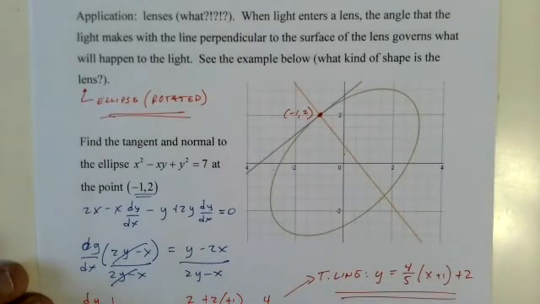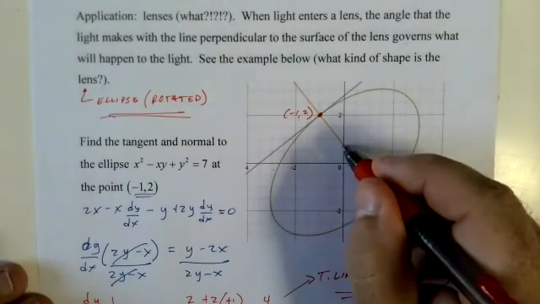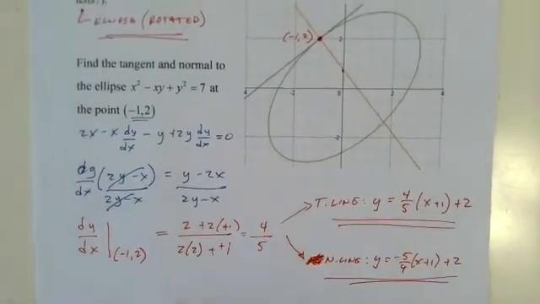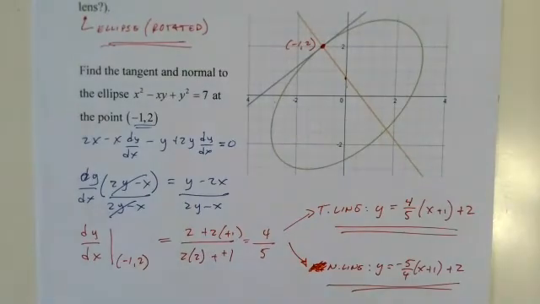Normal line: y equals -5/4 (x plus 1) plus 2. -5/4 plus 2 is -5/4 plus 8/4, which is 3/4. Spot on. Oh goodness, I've been off page. Sorry about that. All right, that's the normal one.